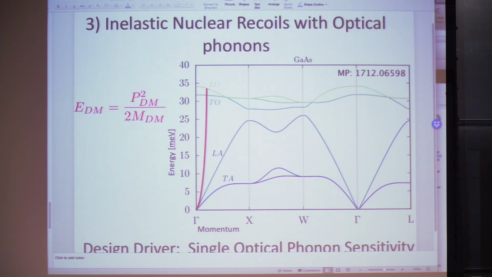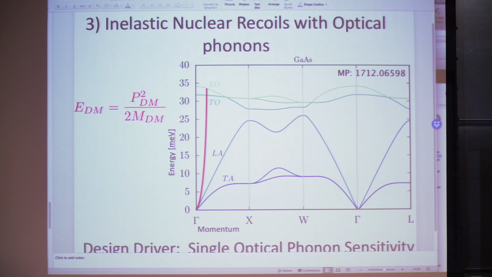Finally, here's one that I really like. You could look for inelastic nuclear recoils with optical phonons. So here is another band. This is a band of the quantum vibrations, the phonons in a system. And the energy scale here is 40 meV. You have an acoustic branch, and you have an optical branch. So why do we call these optical phonons? We call them optical phonons because they conserve momentum very well with photons, right?